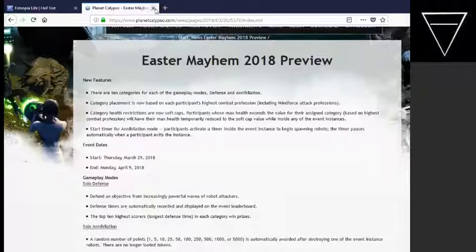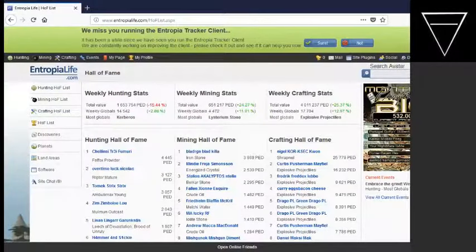Okay, well, that's enough of that. Moving on to the normal stuff. We're looking at Kerberos on top in hunting with 1.65 million PED and 14,542 globals. Looking at Listerium Stone, 651,000 PED, 4,472 globals, topping mining. In crafting, we have, of course, explosive projectiles. This time we're over 4 million in PED and over 17,000 in weekly globals.